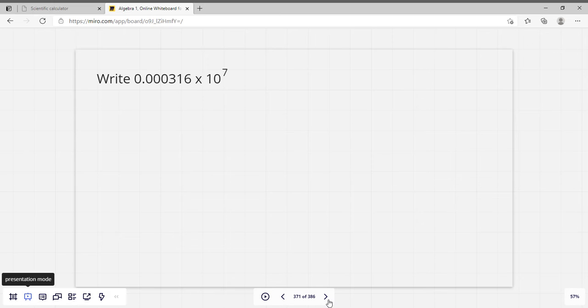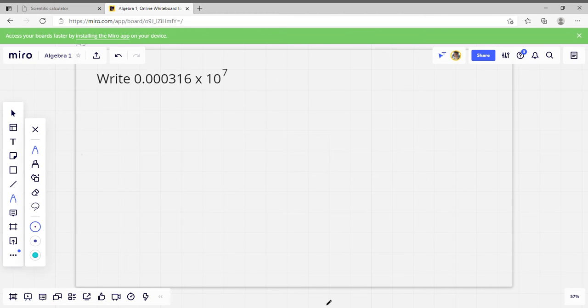Okay, on this one, same thing basically. We're going to write 3.16, and we had to move it 1, 2, 3, 4 places to get our decimal there. That would be negative 4, so times 10, and then we add those, so positive 7 minus 4 would be 3.